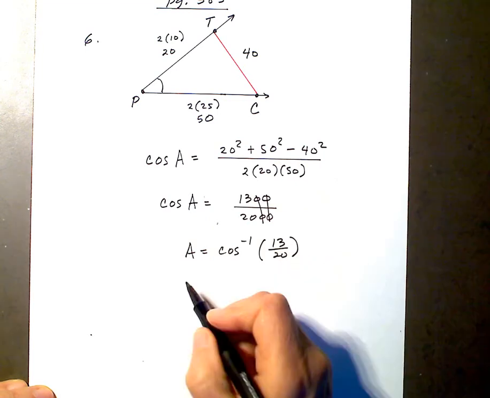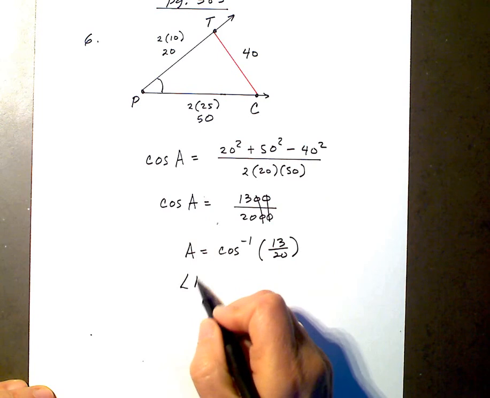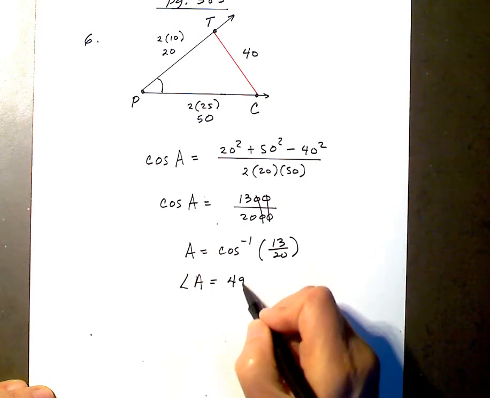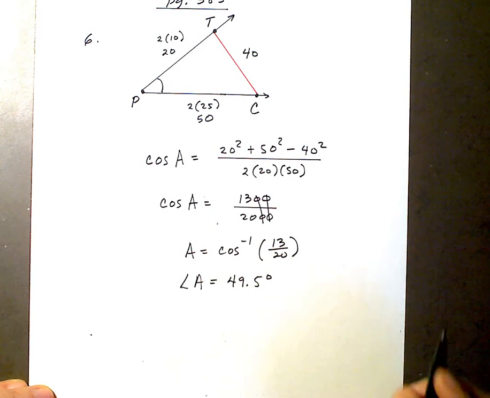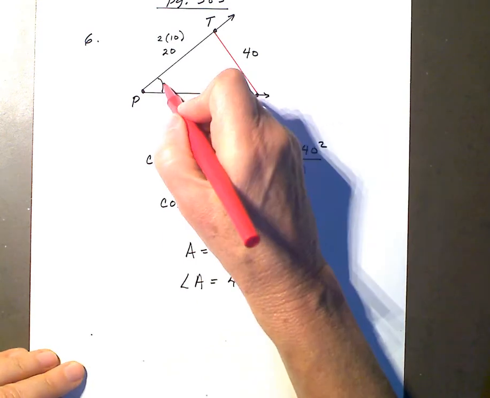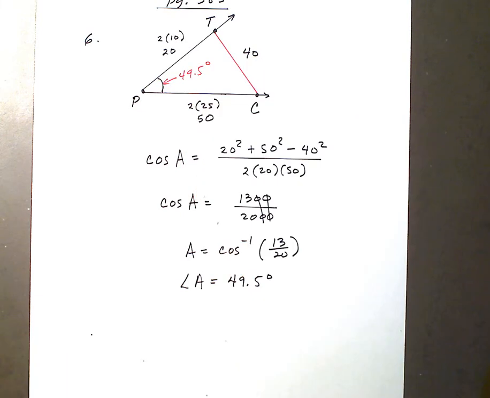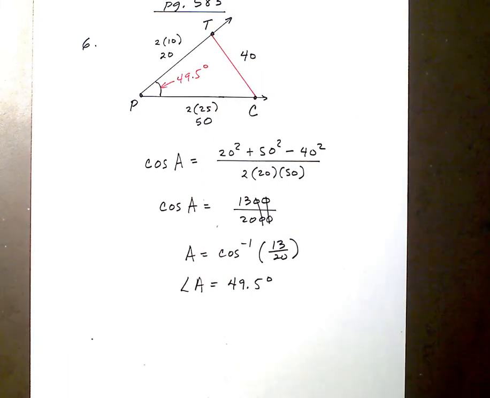And when I do that, I'll get angle A to the nearest tenth of a degree is 49.5 degrees. So that would be the angle right in here, which I just guessed that it was acute, but it's 49.5 degrees. And that's it.